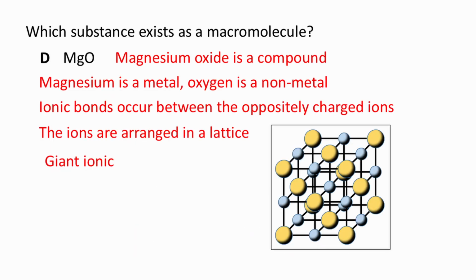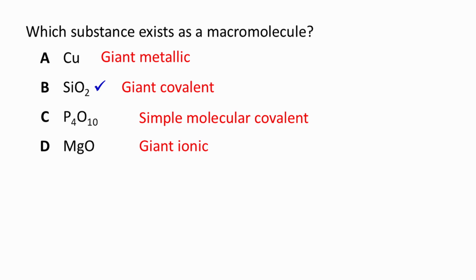Finally, magnesium oxide is a compound. Magnesium is a metal, oxygen is a non-metal. Ionic bonds occur between the oppositely charged ions. The ions are arranged in a lattice. Magnesium oxide is giant ionic. The correct answer is B, silicon dioxide. Remember that sometimes giant covalent substances might be referred to as macromolecular.